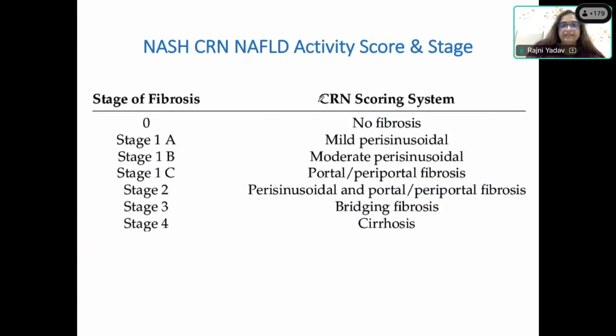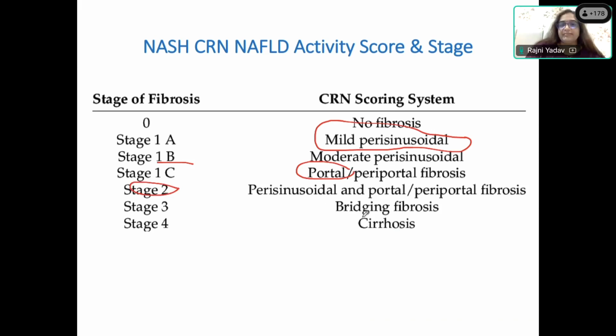Then after the grading, the fibrosis assessment has to be done. See, NAFLD is a zone 3 disease, so fibrosis starts from there only. You'll have a mild perisinusoidal fibrosis in stage 1A, which is the earliest. This is difficult to identify on HE, so you need a Masson's trichrome for that. Once it increases and becomes a little thicker, that is 1B. If the fibrosis is only in the portal area, that's 1C. But if you have a combined lobular and portal fibrosis, the stage becomes 2.